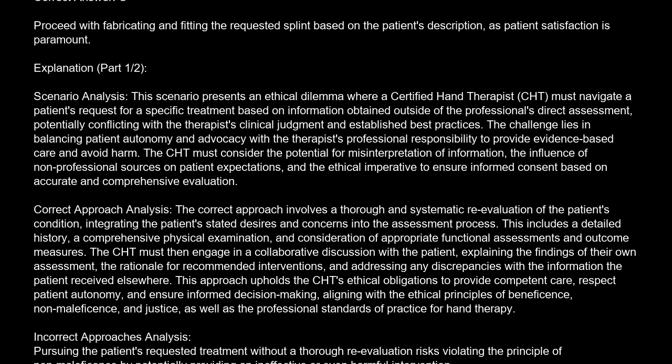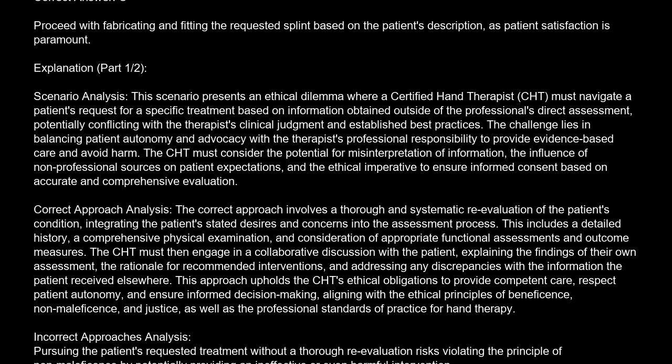Correct approach analysis. The correct approach involves a thorough and systematic re-evaluation of the patient's condition, integrating the patient's stated desires and concerns into the assessment process. This includes a detailed history, a comprehensive physical examination, and consideration of appropriate functional assessments and outcome measures.